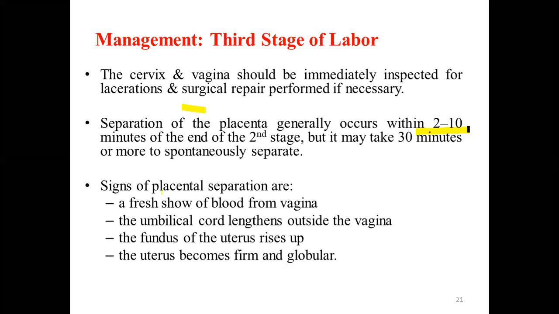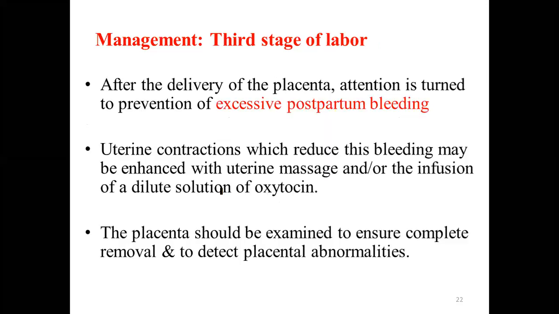So how do we know when there is a placental separation? You will see fresh blood in the vaginal area. Then you will see the umbilical cord lengthen outside the vaginal area, and so on. Those are some of the things that can indicate the placenta is delivered.